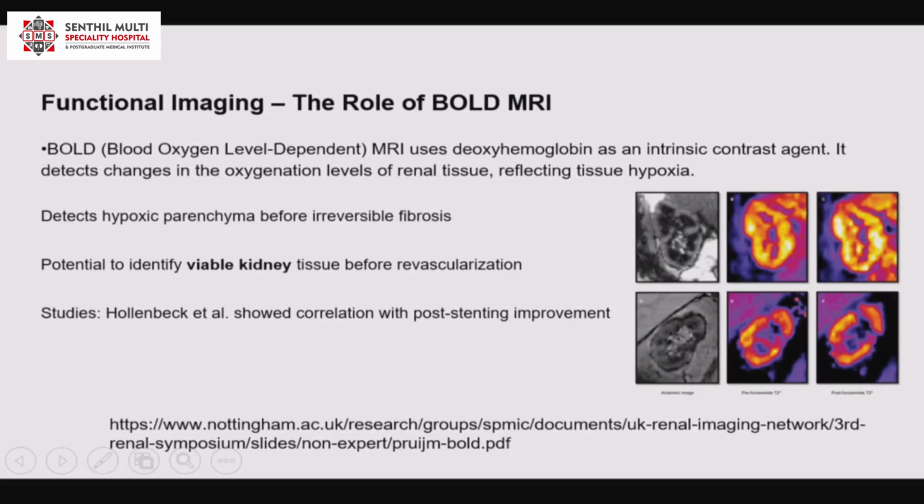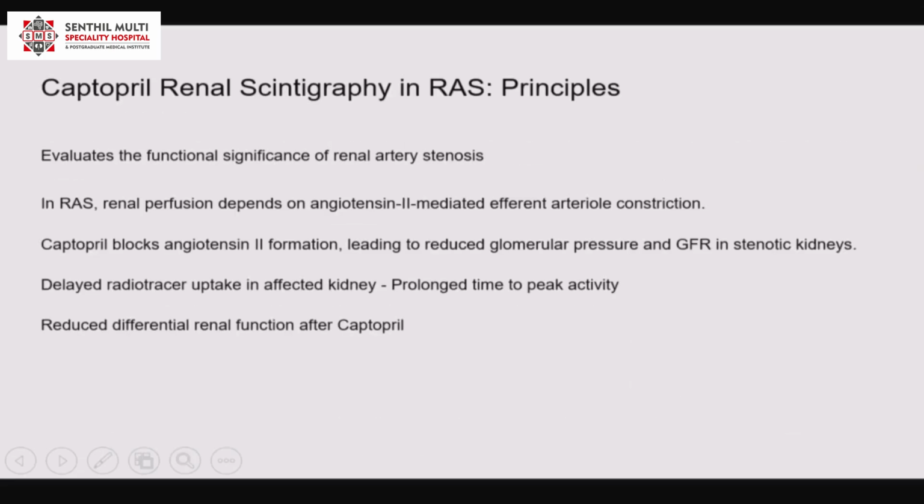So this is BOLD MRI. This is based on the presence of deoxyhemoglobin in the kidneys. Usually the medulla is a hypoxic area and the cortex is a normoxic area. With tissue hypoxemia in the cortex on a BOLD MRI, the deoxyhemoglobin acts as a paramagnetic substance when it is exposed to the magnetic field, and that shows up in the MRI. So lighting up on an MRI shows that there is evidence of post-stenotic hypoxia.